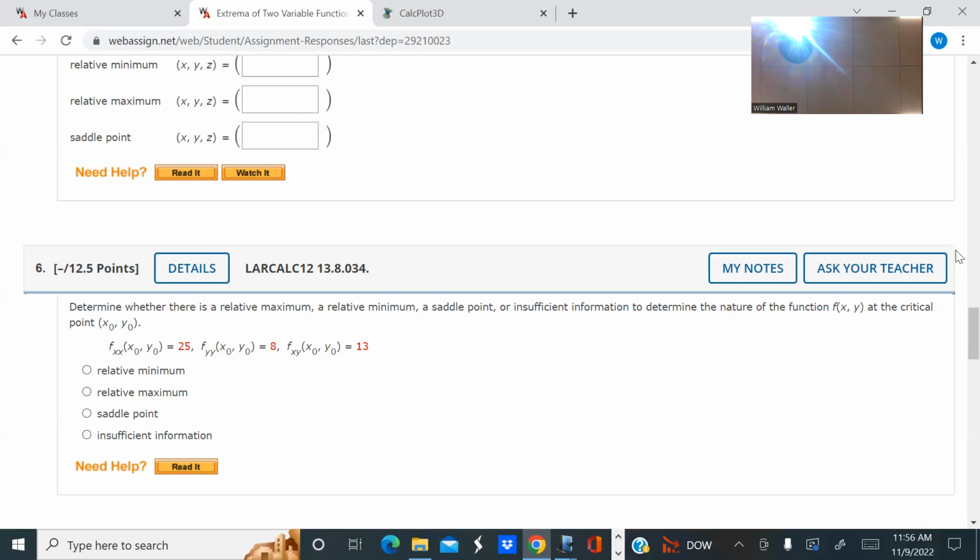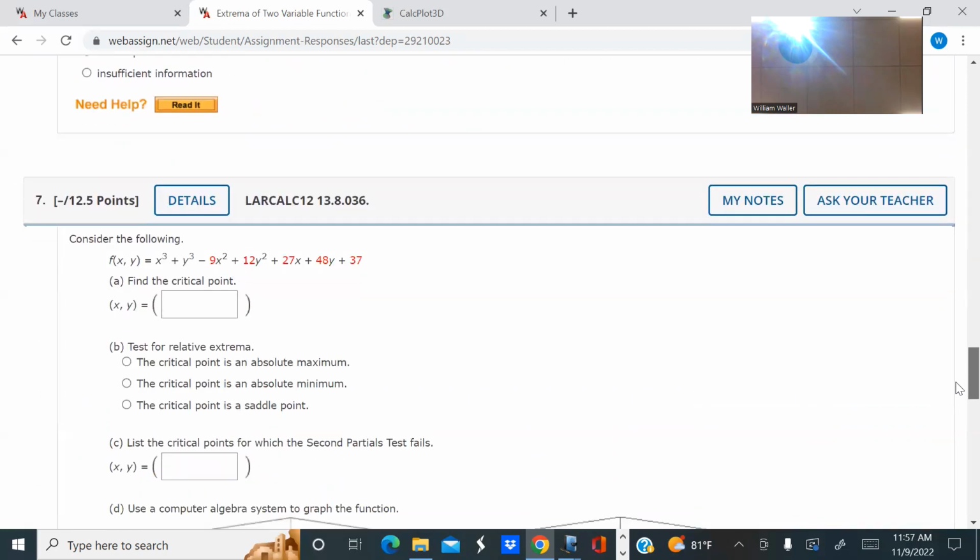So that's the analytical approach. Saddle points also come up in this homework as well. There's not that many problems. There's 8 problems.